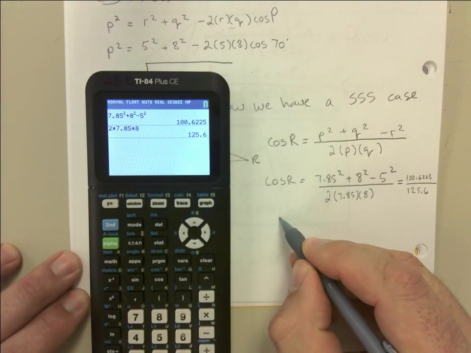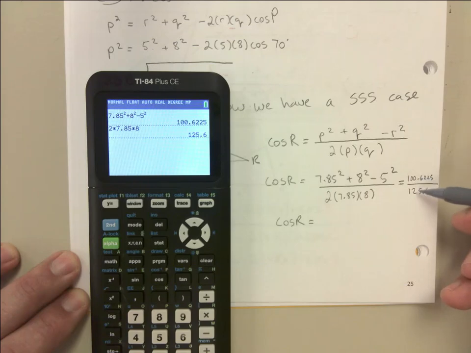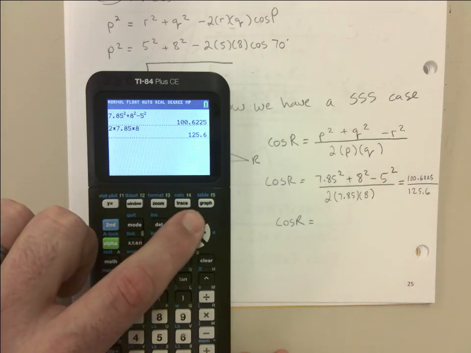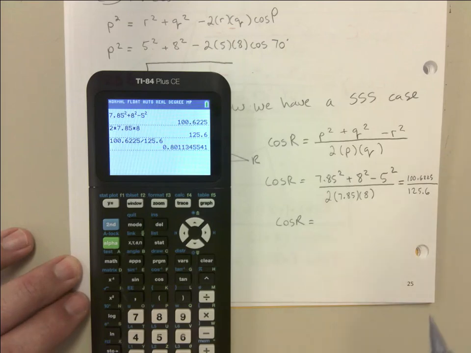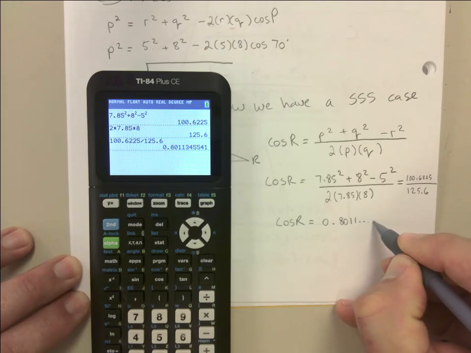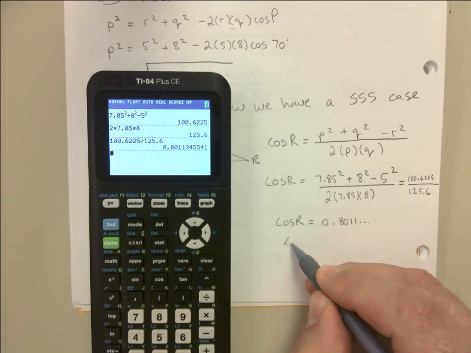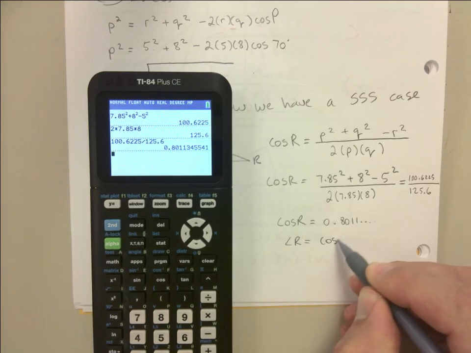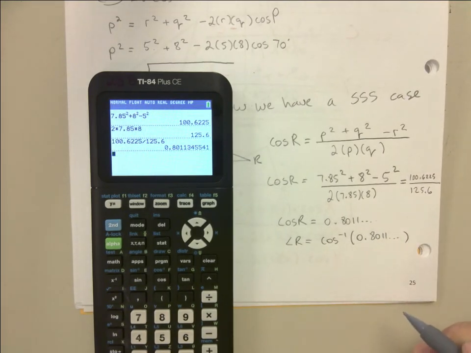We're going to go here and say cosine of R is whatever we get when we divide these two. So just divide them on your calculator. You go top, divided by bottom. You get 0.8011 something. What are we going to do just before we find the angle? Inverse. That's right, inverse. So angle R is cosine inverse of 0.8011 something.